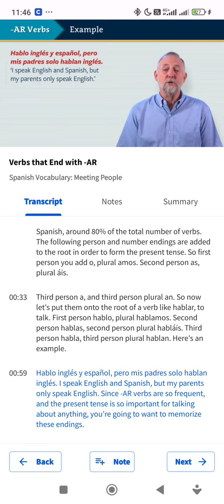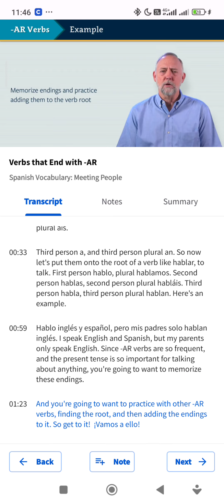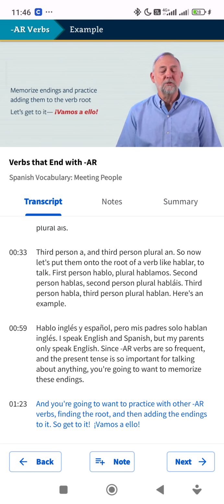Since AR verbs are so frequent, and the present tense is so important for talking about anything, you're going to want to memorize these endings, and you're going to want to practice with other AR verbs, finding the root and then adding the endings to it. So get to it. Vamos a ello.